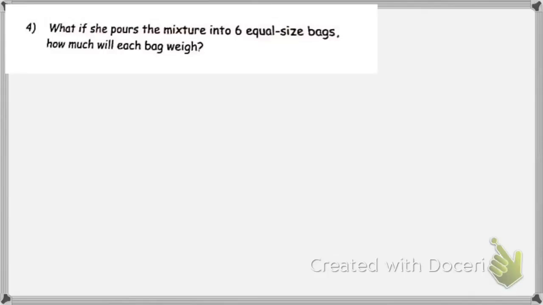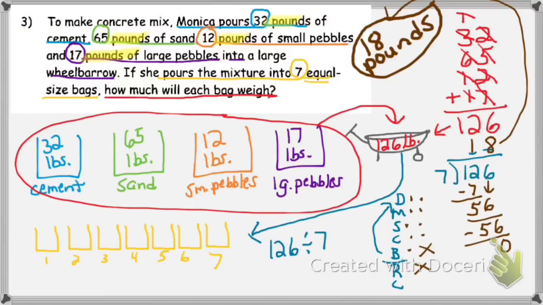Stop and think logically. She's pouring a mixture into 6 equal-sized bags. How much will each bag weigh? Doesn't that kind of sound familiar with the last problem? Yeah, let's go back and look at that last problem. The last problem was all about Monica, all of the things she puts together. So it's step 2 of the previous problem.